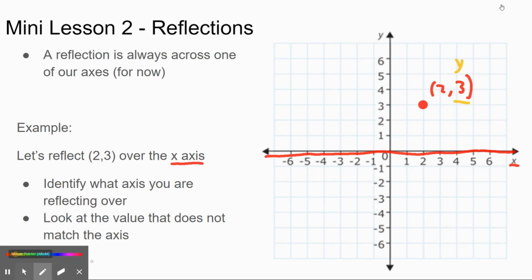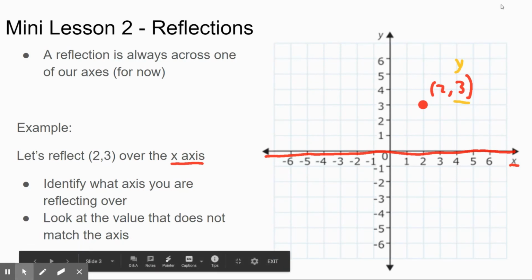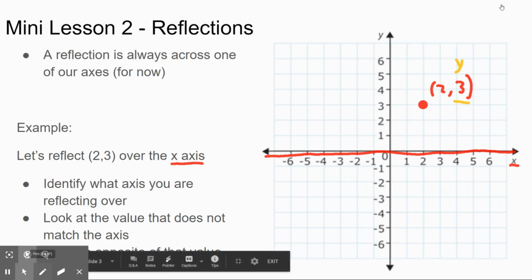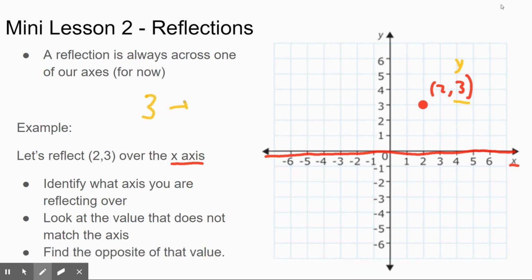What we're going to do with the y-coordinate is, I don't know if you'll be able to see this, but we are going to find the opposite of that value. In this case, we're finding the opposite of our y value, which is 3. The opposite of 3 would be negative 3. So that's going to tell us our reflected point. Our x value is going to stay the same, so it's still 2. But our new y value is going to be the opposite of our original y value.